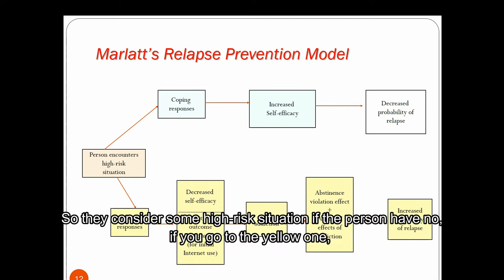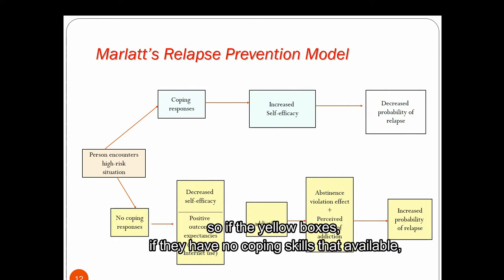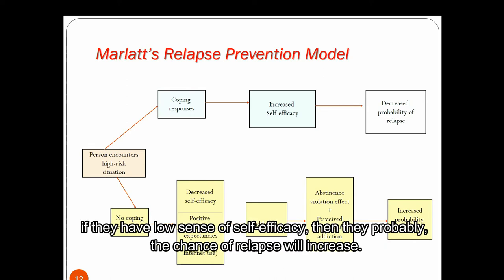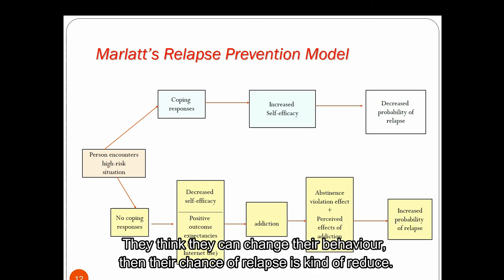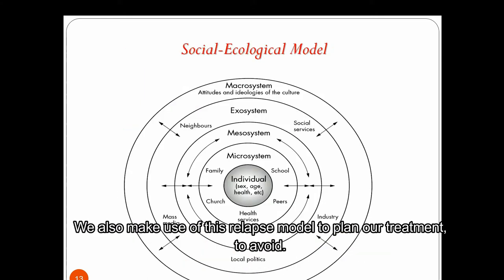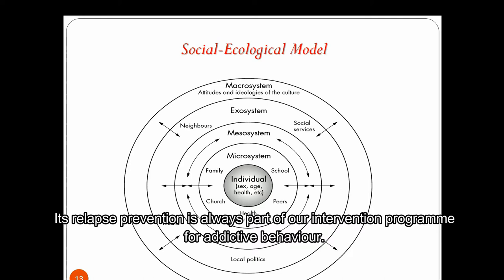So they consider some high-risk situations. If you go to the yellow boxes, if the person has no coping skills available and has a low sense of self-efficacy, the chance of relapse will increase. But if they are equipped with adequate coping responses and their self-efficacy is increased, they think they can change the behavior, then the chance of relapse is reduced. We also make use of this relapse model to plan our treatment. Relapse prevention is always part of our intervention program for addictive behavior.